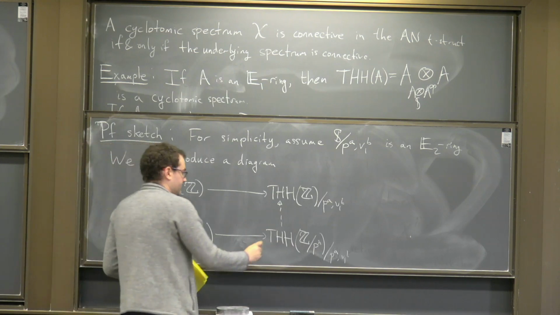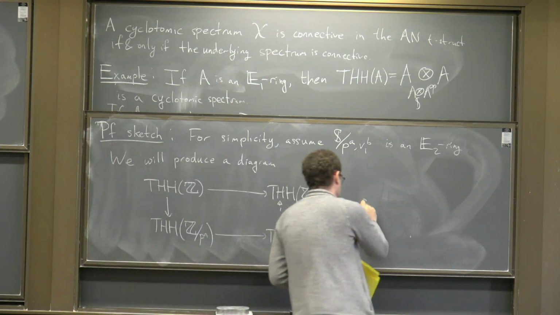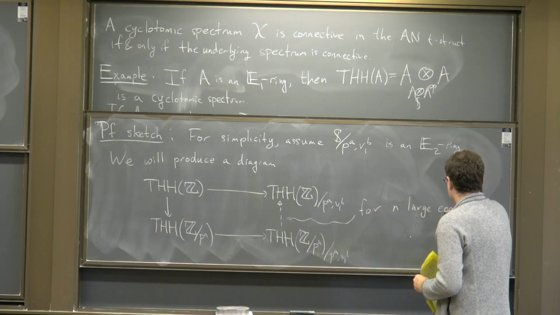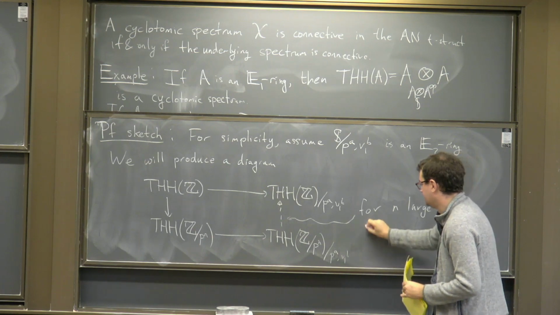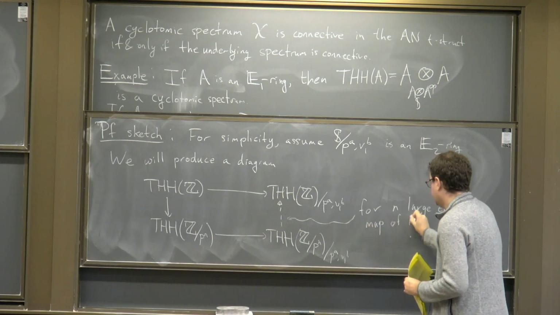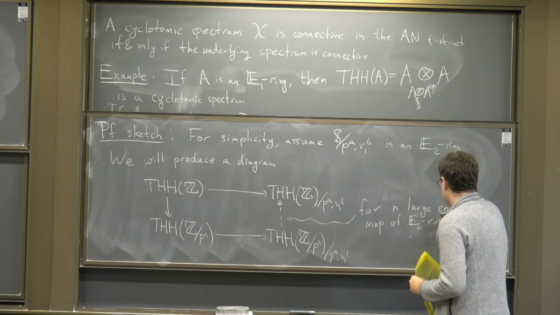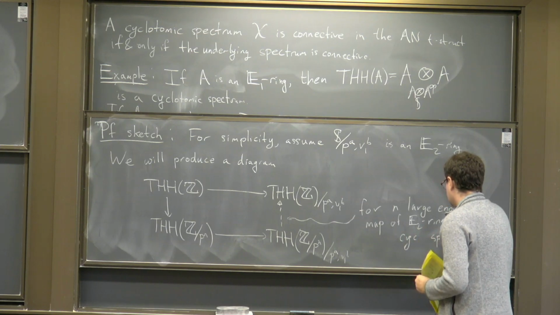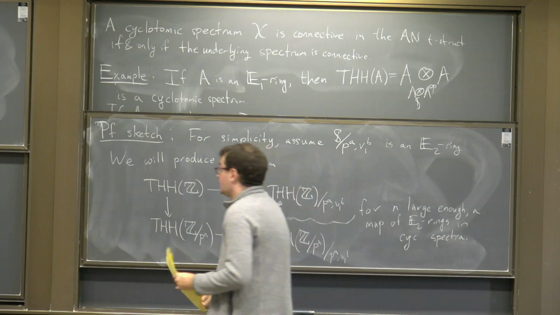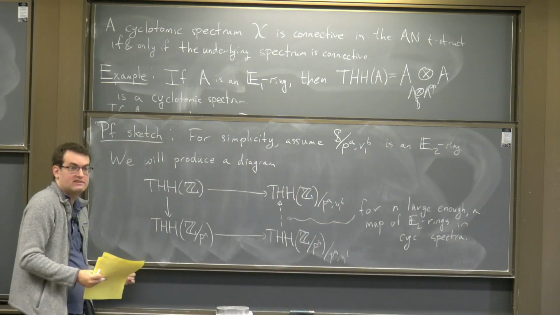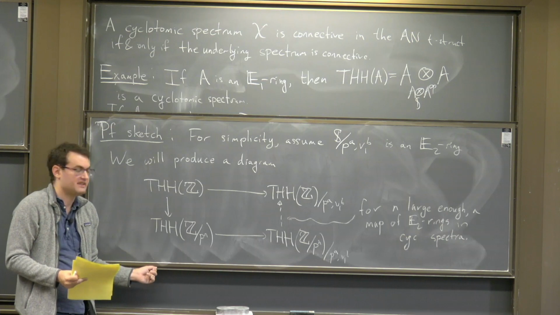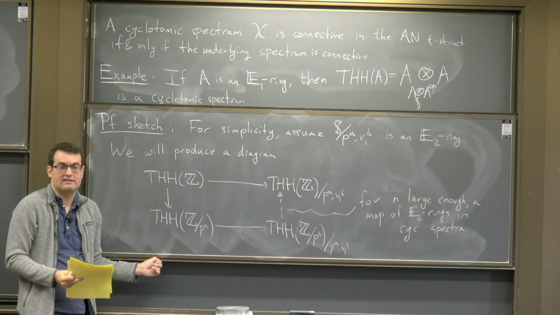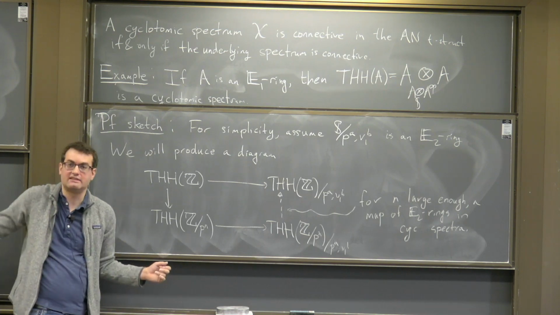So we will produce, for n large enough, a map of E2 rings in cyclotomic spectra. I will explain to you in a moment why you might believe such a dashed arrow exists, but let me say why the existence of such a dashed arrow implies some kind of crystallinity statement like this.